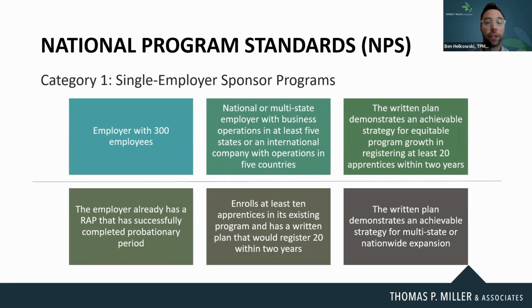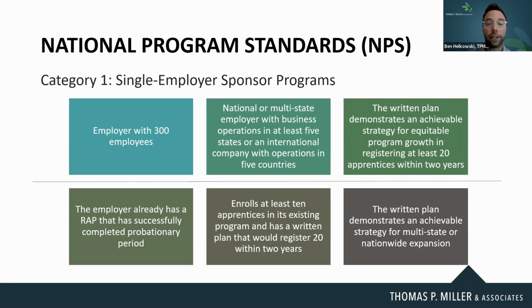So there are 2 categories of national program standards. Category 1 is a single employer sponsor program, and category 2 is a multi-state or group sponsor program. And there are 2 criteria under which single employer sponsor programs can be approved. Criteria 1 is that the employer has 300 or more employees. The employer is a national or multi-state employer with business operations in at least 5 states, or an international company with operations in 5 countries.